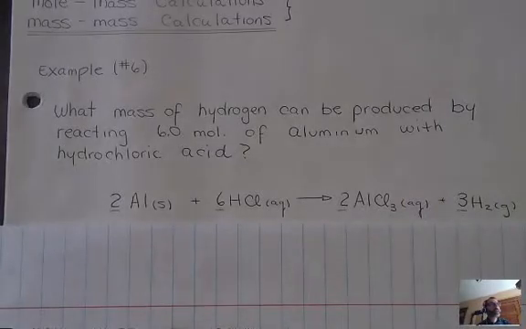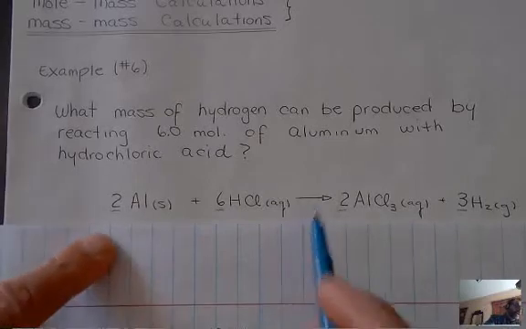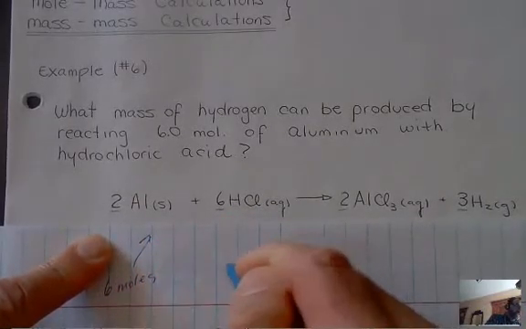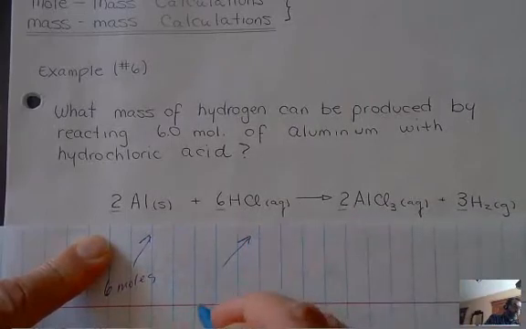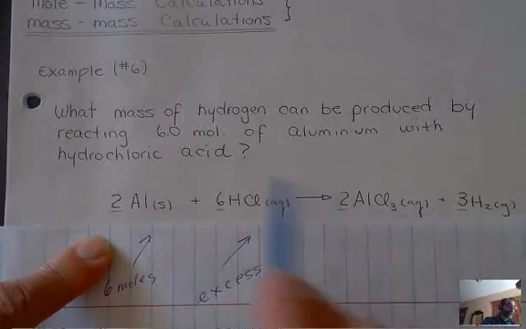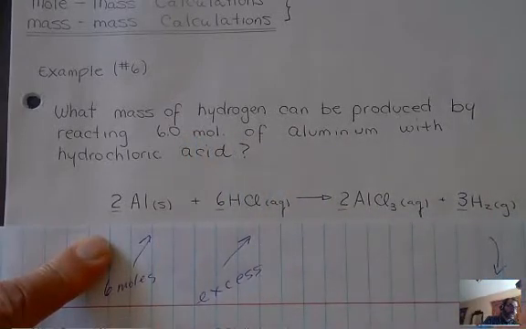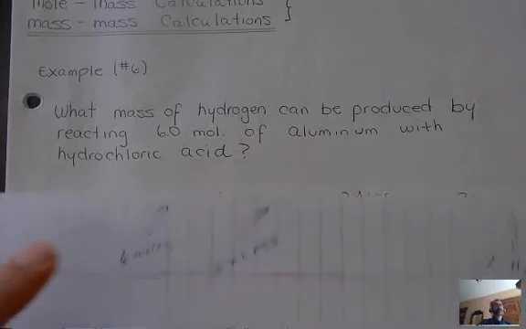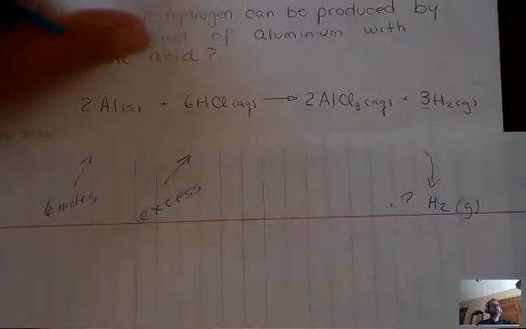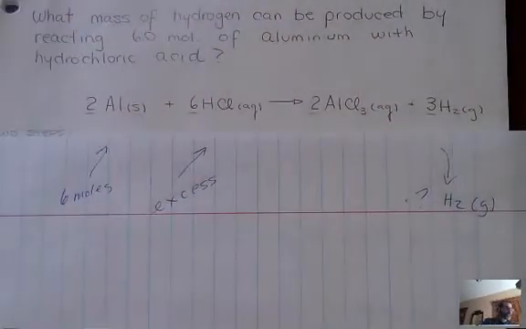Okay, so the first thing this says is what mass of hydrogen can be produced by reacting 6 moles of aluminum with hydrochloric acid. So I have 6 moles of this, right? So I'm labeling everything. And this is in excess because they don't say anything about it, so I don't worry about it. And they want to know how much hydrogen I can make, in grams. So this is going to be question mark hydrogen in grams, or mass of hydrogen. So that's the difference between those two. So I'll put this back up here. How's that?